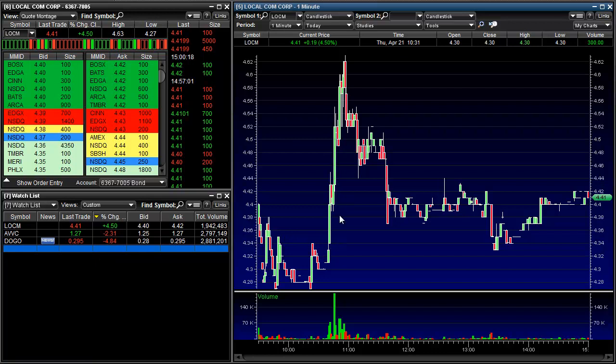This is a 1 minute chart representing today's price action. Here's the level 2 that I'm going to talk about. Typically in my E-Trade Pro account, I'll have a couple of level 2s open, a chart, a couple of watch lists on one page. You can run 4 screens on E-Trade Pro.